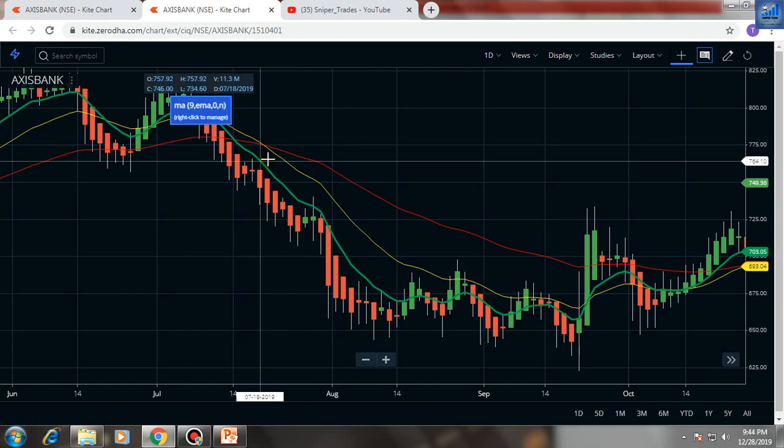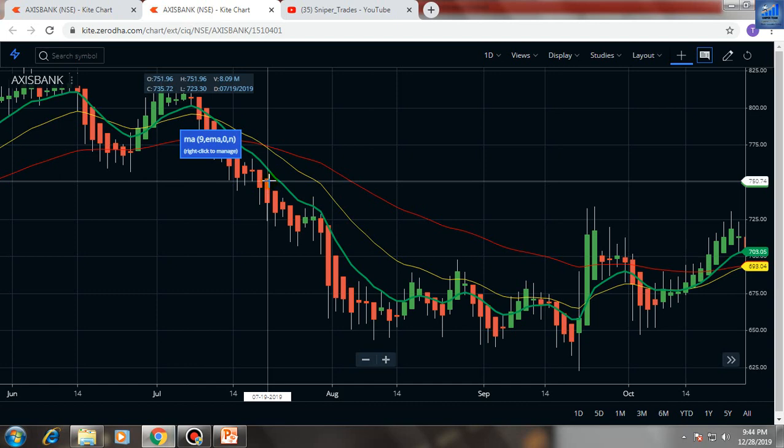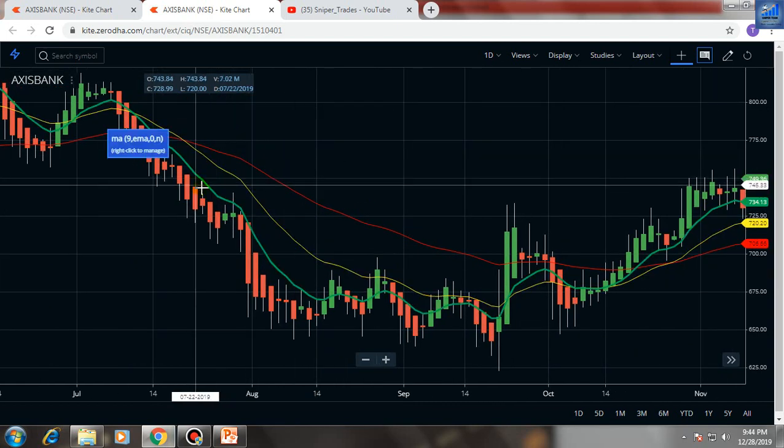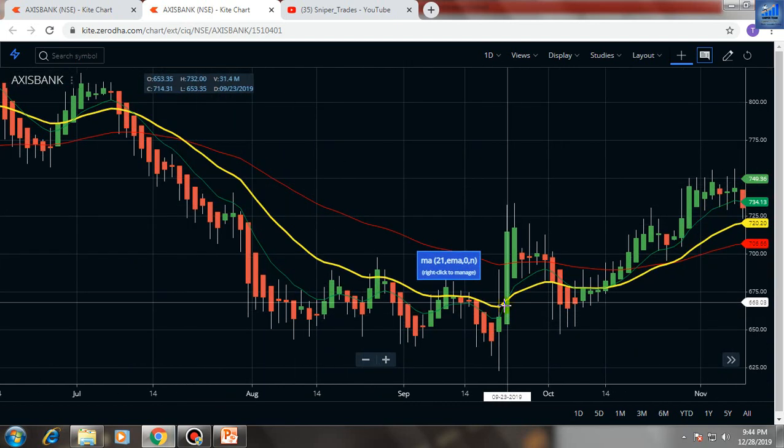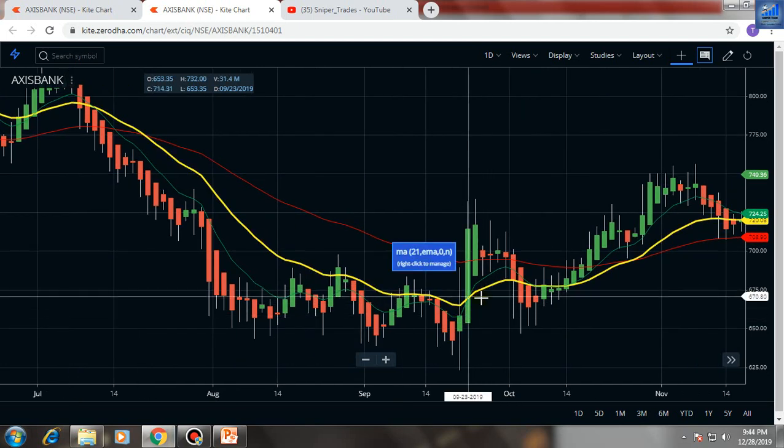So if you are considering a short position here in Axis Bank shares in futures, we can consider booking profits at this level when the short time trend is coming in the opposite direction. So the short time trend has entered a short time uptrend here at this level, because the green line has crossed above this yellow line. So we can consider booking the profits here.